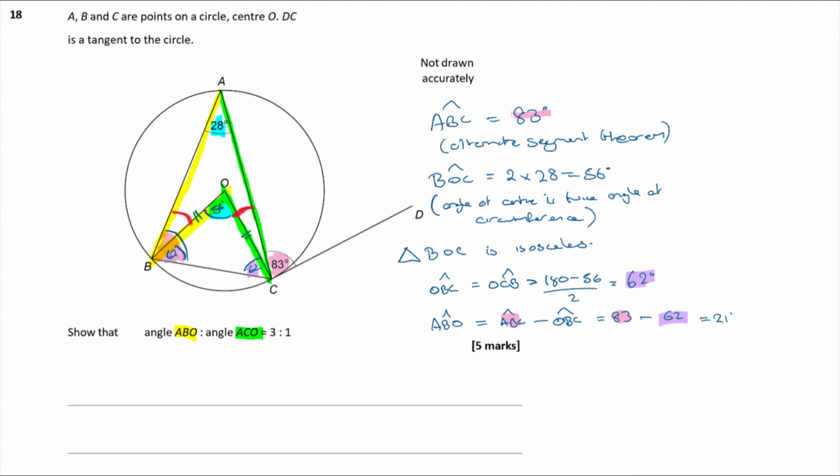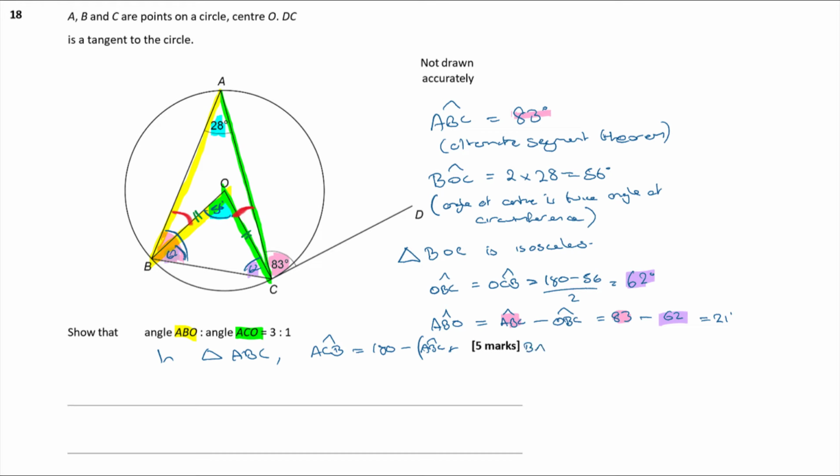So now I need to find ACO. How can I find that then? Well, I know two angles in the triangle ABC now, don't I? I know the one at A and I know the one at B. So I can use that to find the angle at C. So in triangle ABC, I can work out angle ACB, that angle down there, because I know it's going to be 180 minus the other two that I know. So it's going to be 180 minus ABC, which I've already found, and the other one, BAC, isn't it?